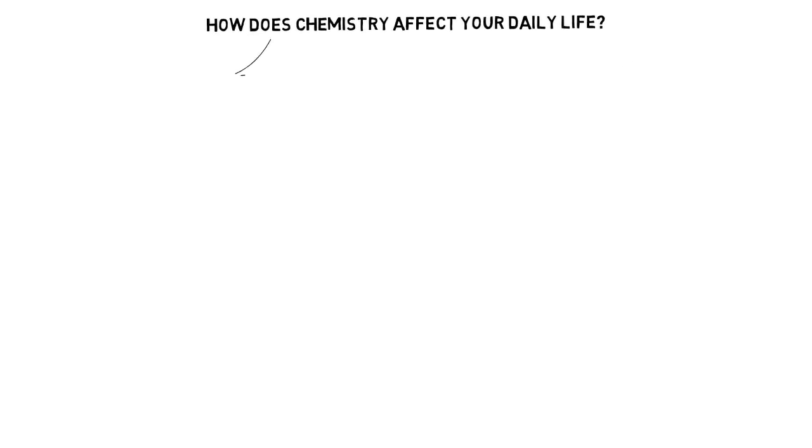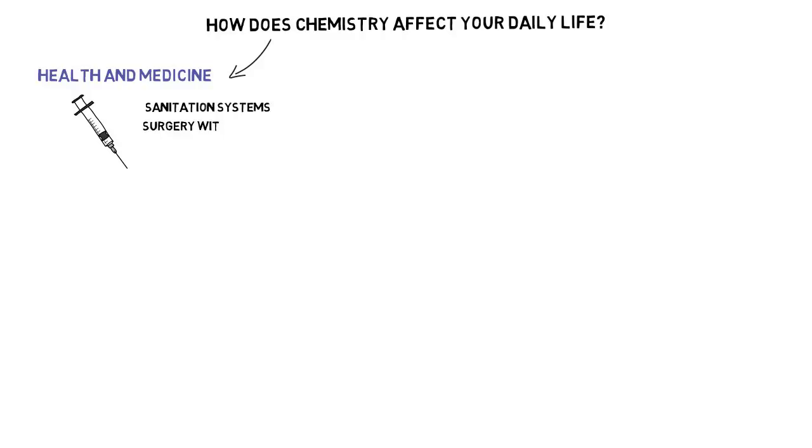Okay, so how does chemistry affect your daily life? There are a lot of answers that you could have put down. Most of you, I think, are going into the medical fields, so maybe you would have said something to do with health and medicine. There are even many possibilities within health and medicine. We know that sanitation systems use chemistry. Anesthesia during surgery uses chemistry. We have vaccines, we have antibiotics. Those all use chemistry.